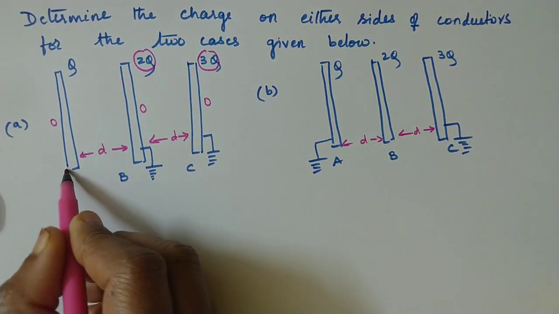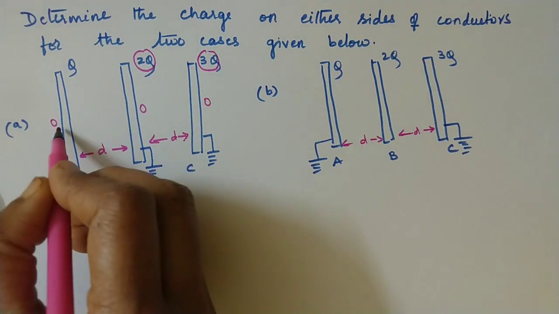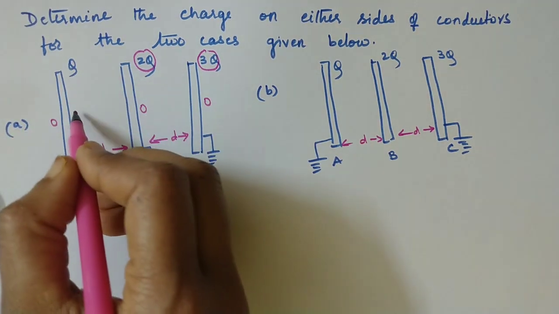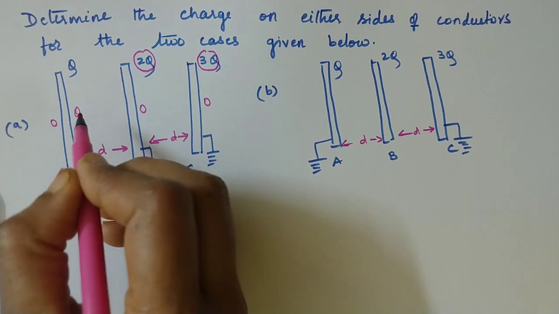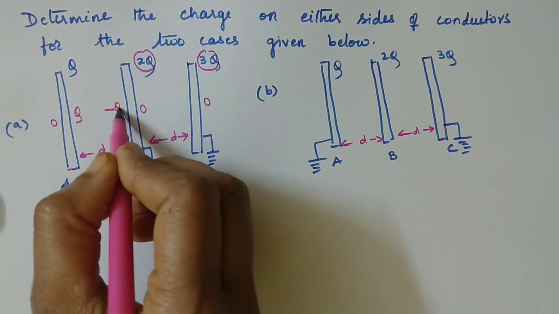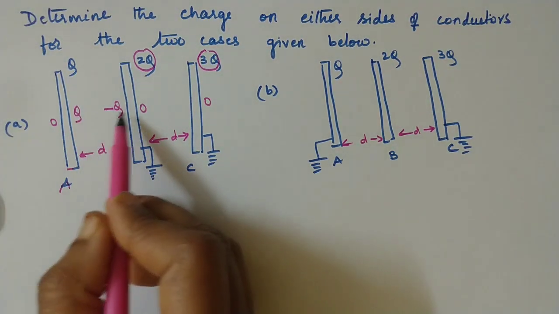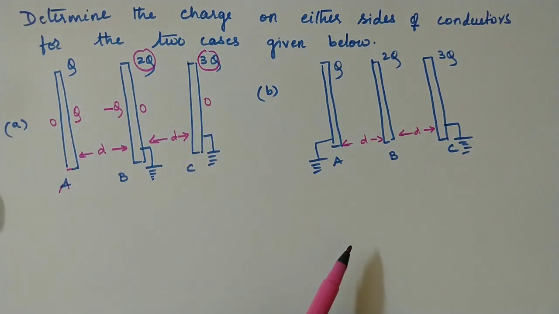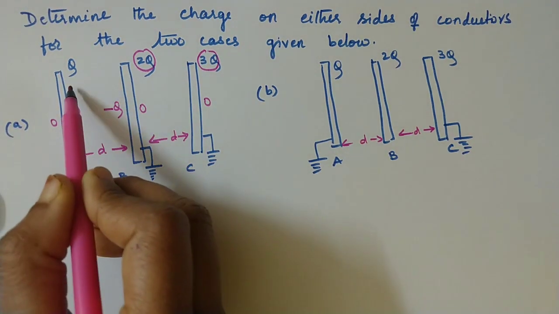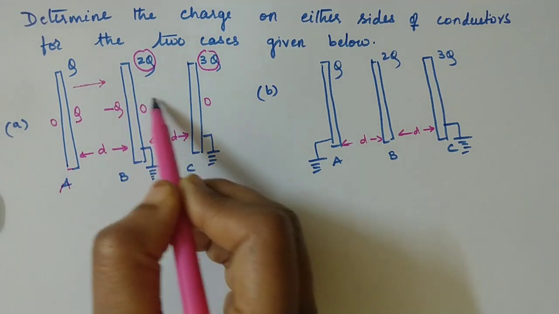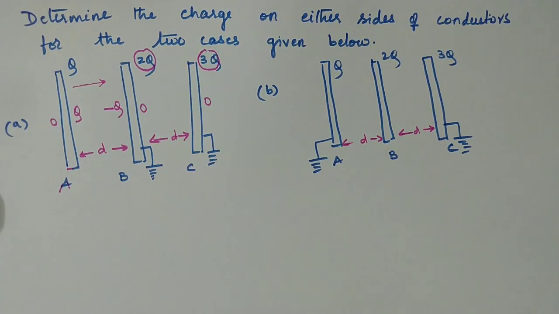Now because A is the only isolated conductor, if this is 0, total charge is Q. So here charge should be Q. If this is Q, this should be minus Q. Now see, we have got the charge distributions on either sides. So there is a field directed from positive to negative, but here there is no external electric field.